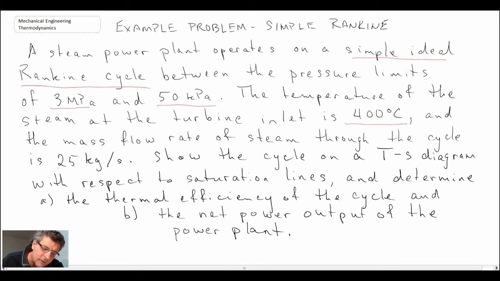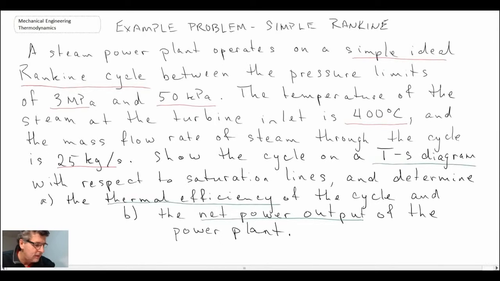Now the mass flow rate is given at 25 kilograms per second, and we're asked to do a couple of things. One is to show the cycle on a TS diagram, which is always a good idea to be able to figure out what's going on with respect to the saturation lines. The second thing that we're after is the thermal efficiency of the cycle, and finally the net power output, so that would be a power output in megawatts. So that's the problem that we have before us.